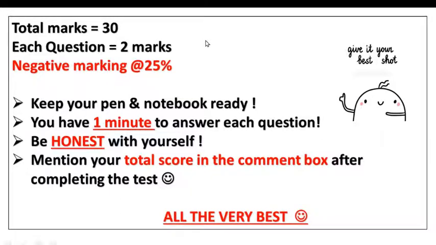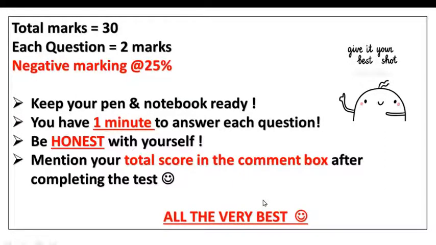Before starting this practice session, before solving these questions, keep your pen and notebook ready. You will be allotted 1 minute to answer each question. Be honest with yourself guys, and don't forget to mention your total score in the comment box. All the very best guys. So let's begin our practice session.